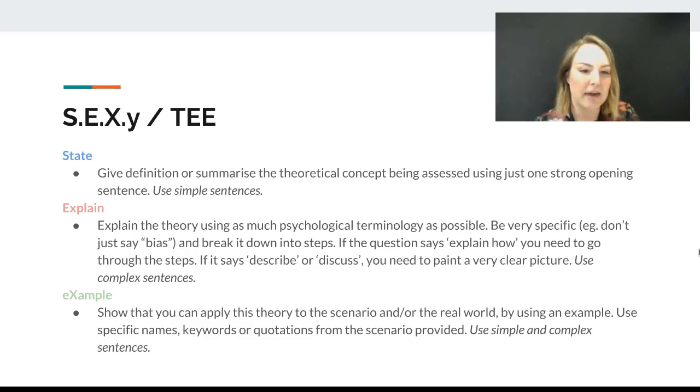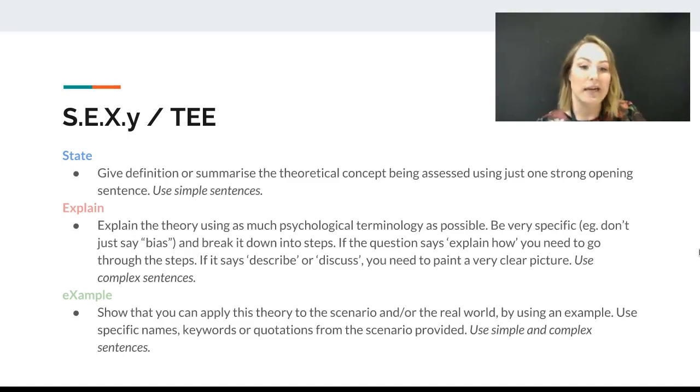Okay, in red here we have explain. So explain the theory using as much psychological terminology as possible. That is super important. Okay, you need to be talking like a psychology student. You need to be using the right terminology. So I've talked to my class about last year, I heard the word bias way too many times. Okay, I want you to be using these specific terms that you are learning as you go. Okay, and breaking it down into steps if needed.